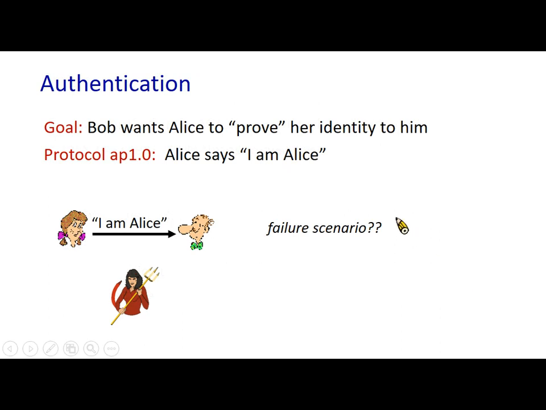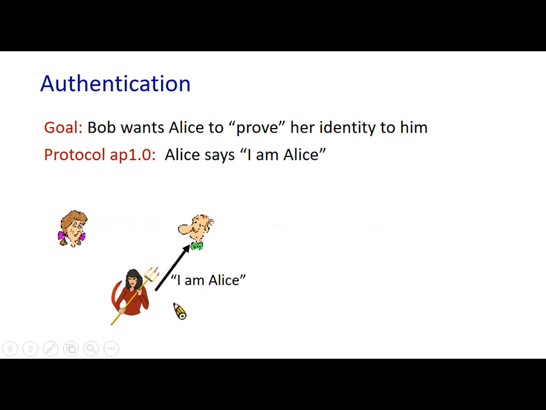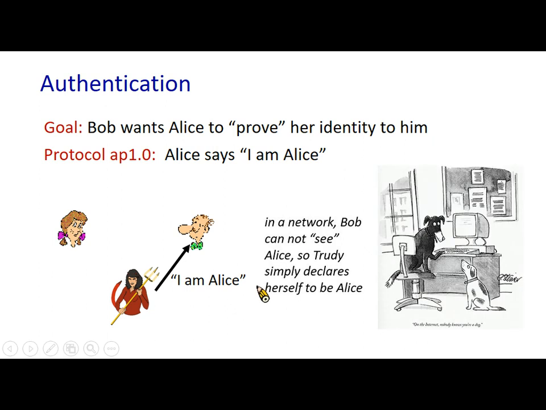So authentication is the goal. Bob wants Alice to prove her identity to him. The protocol AP 1.0: Alice says "I'm Alice" to Bob. The failure scenario: in a network, Bob cannot see Alice, and Trudy can simply declare herself to be Alice.